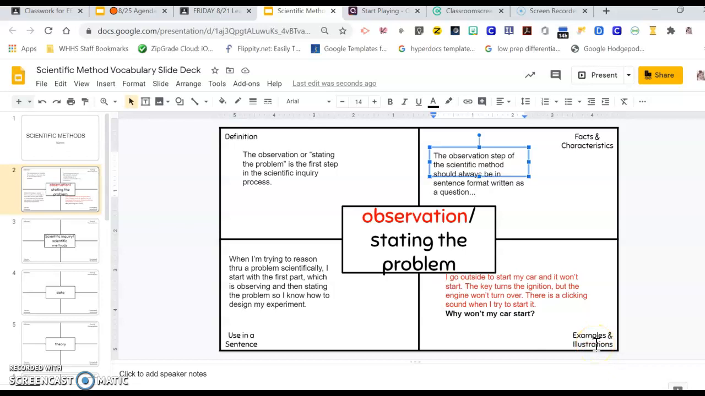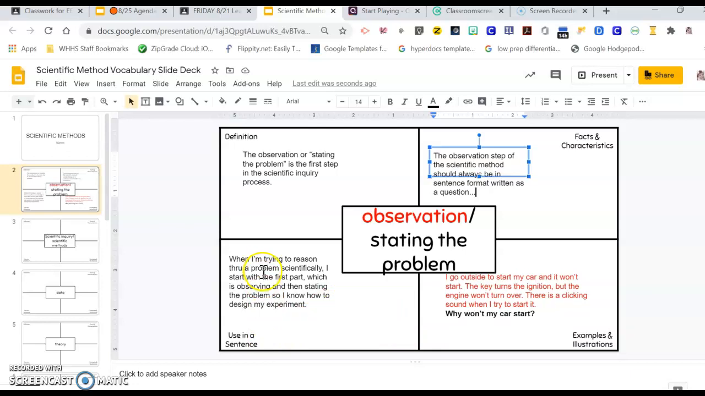You could put a picture there. You could put a recording in there. If you wanted to go to Kazam that we used yesterday, you could put a recording in there and record your voice saying this. That's fine with me. And you have to be able to use it in a sentence.